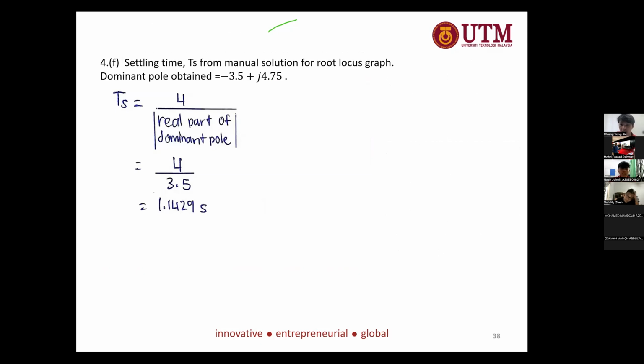Okay, this is the value for the settling time obtained from my manual calculation. So what I get is my dominant poles for the manual equation. The settling time is 4 over the real part of the dominant pole. So I get this. Next.